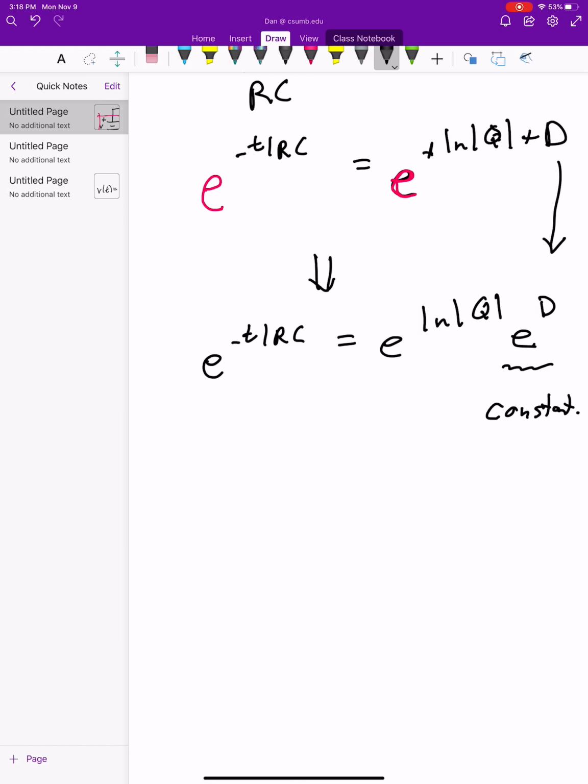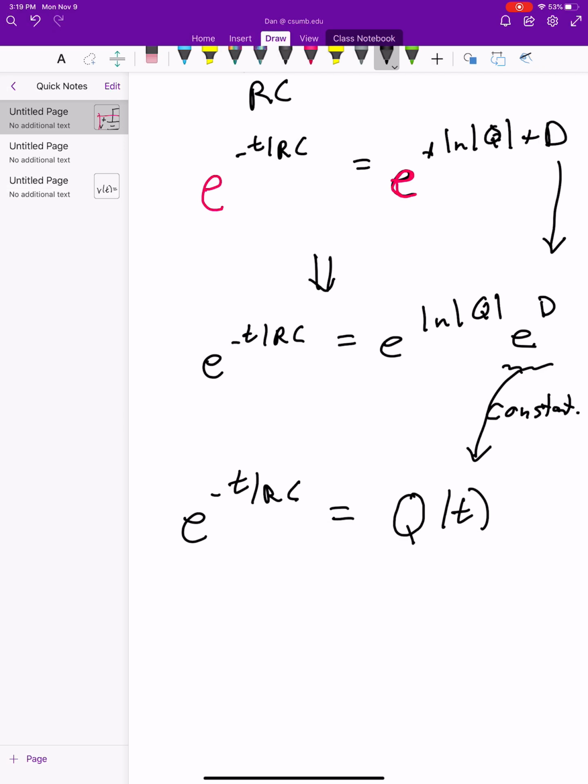All right, so what does this mean? I'll save that for the right-hand side. This is still e to the minus t over RC. Over here, e to the ln of q is just q, and I'm multiplying it times e to the d, which is now another constant. So what I'm going to do is divide both sides. This may bother some of you. And by the way, this is q as a function of time.